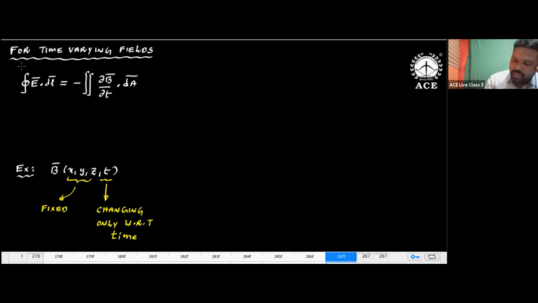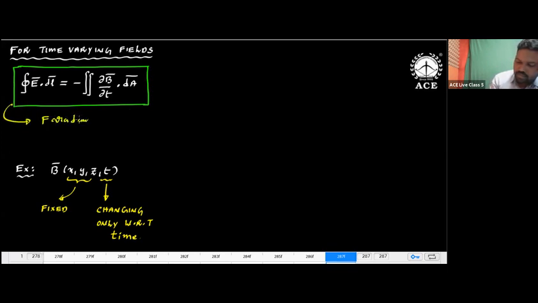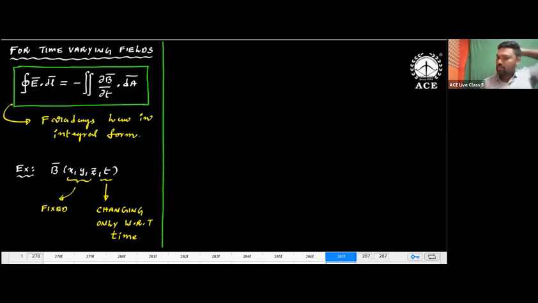So, as you notice the integrals on both sides, this is called Faraday's law in integral form, beta. From Stokes theorem, what can you do?